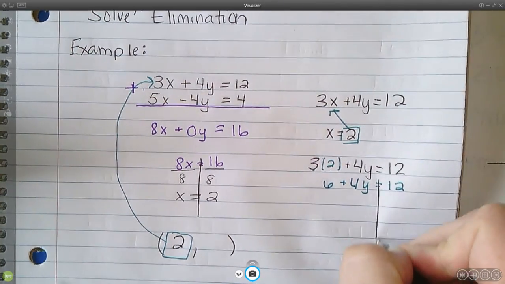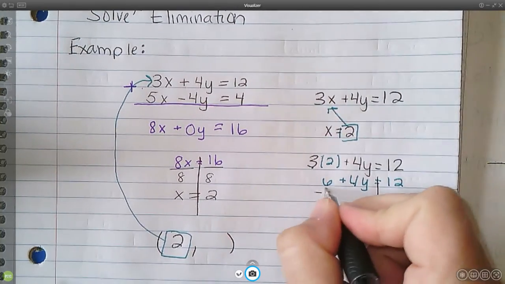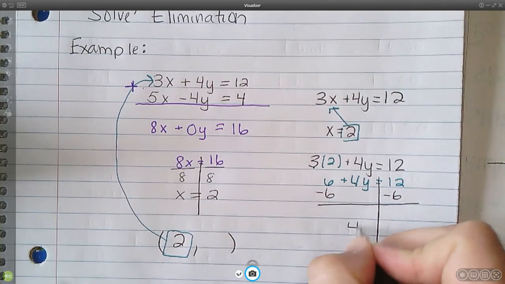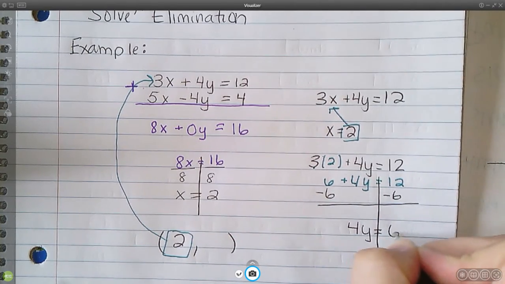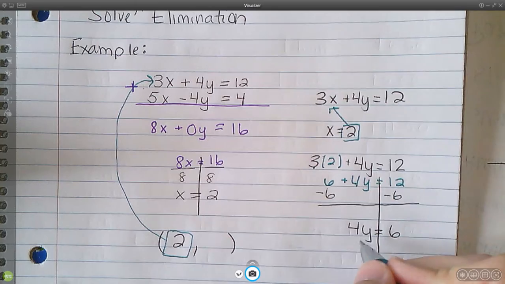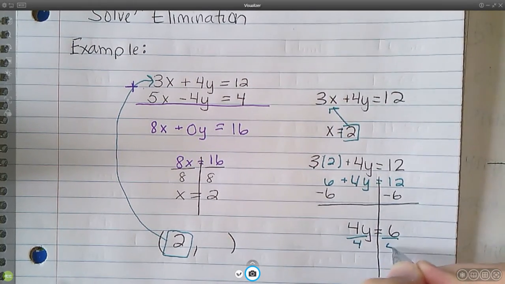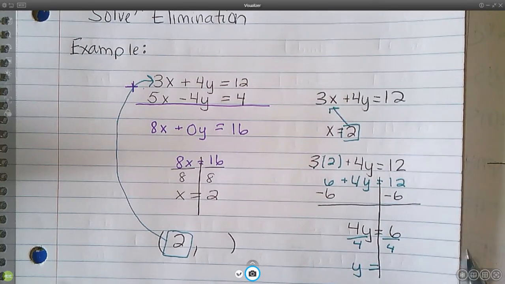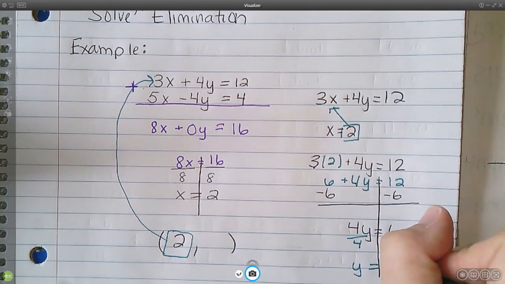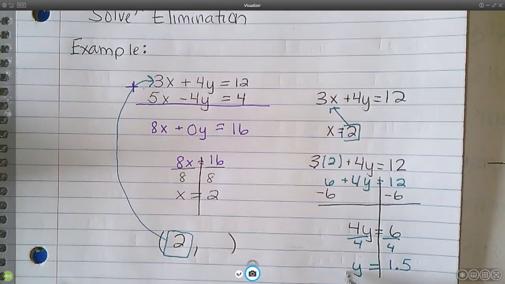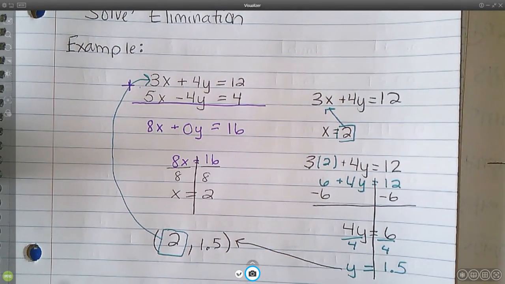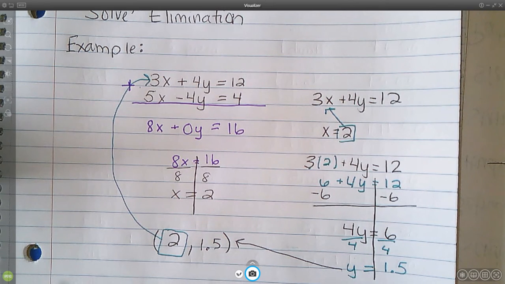Draw the line down the middle. Subtract 6 from both sides, and I get 4y equals 6. Divide both sides by 4. You end up with y equals, if you put 6 divided by 4 into your calculator, you just get 1.5. And this answer goes right here. So 1.5. And that is an example of elimination.